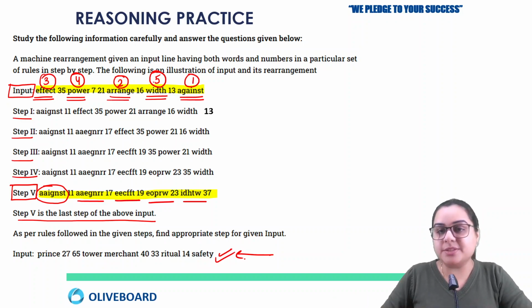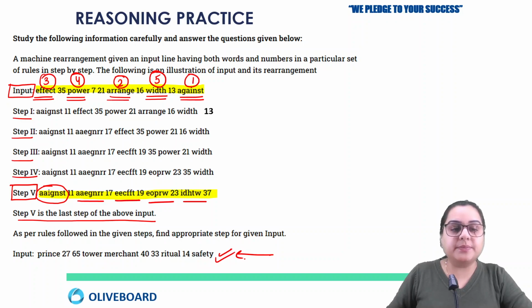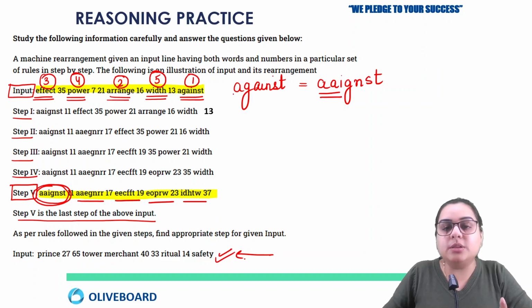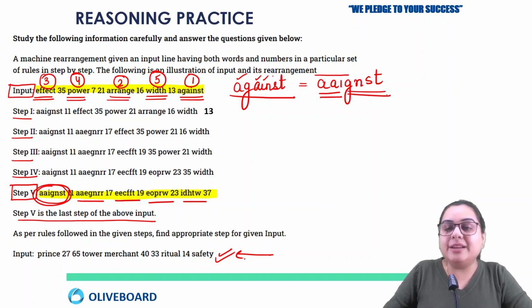So I'm just focusing on the words first. What I can see about the arrangement of words here is that if against is written as AIGNST, this represents the combination of all the vowels in the word against first. What are the vowels in the word against? These are A and I. So all the vowels are written first and then all the consonants are written.